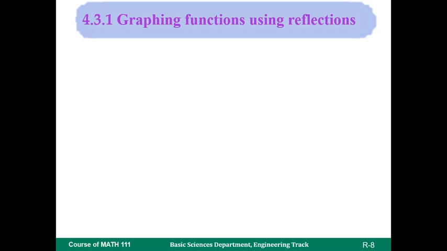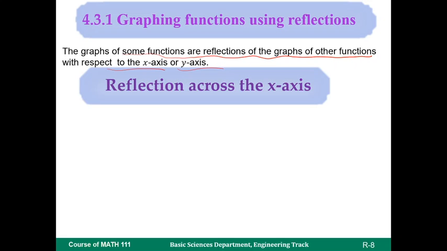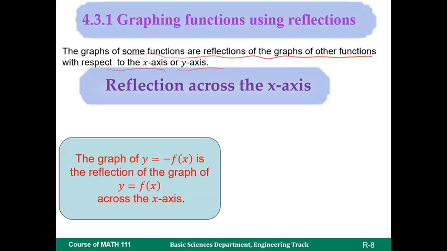Now, graphing functions using reflections. The graphs of some functions are reflections of the graphs of other functions with respect to the x-axis, y-axis, or the origin sometimes. Now we will see reflection across the x-axis. For example, this is the main information here. The graph of y equal to minus f of x is the reflection of the graph of y equal to f of x across the x-axis.